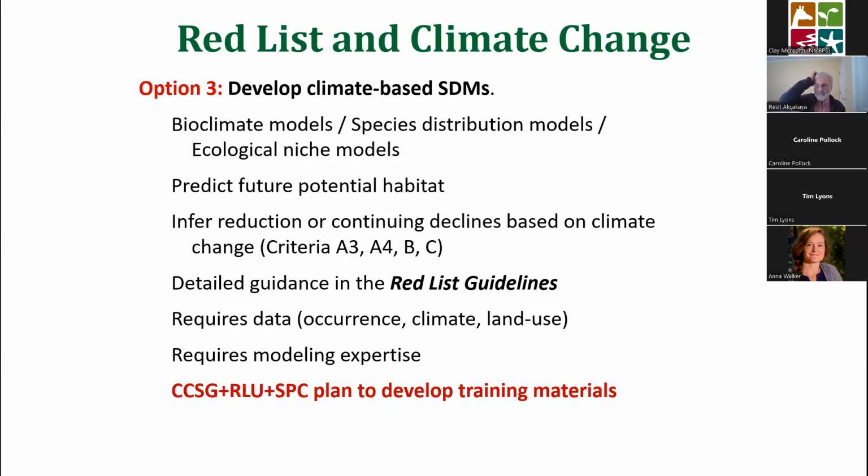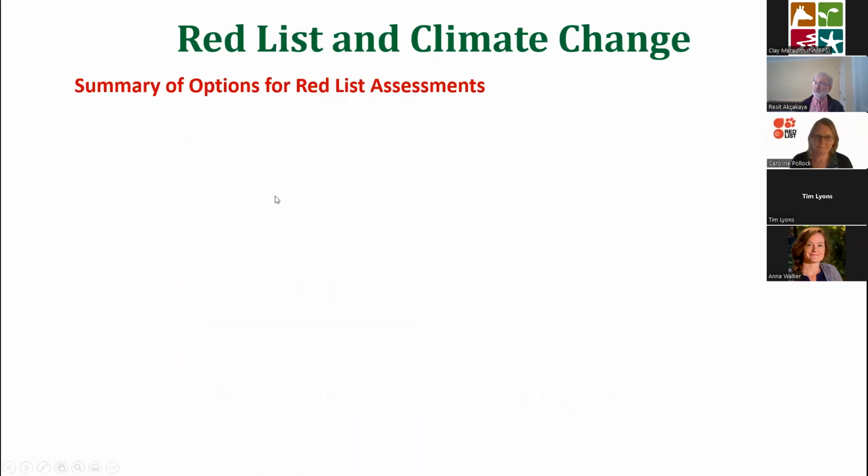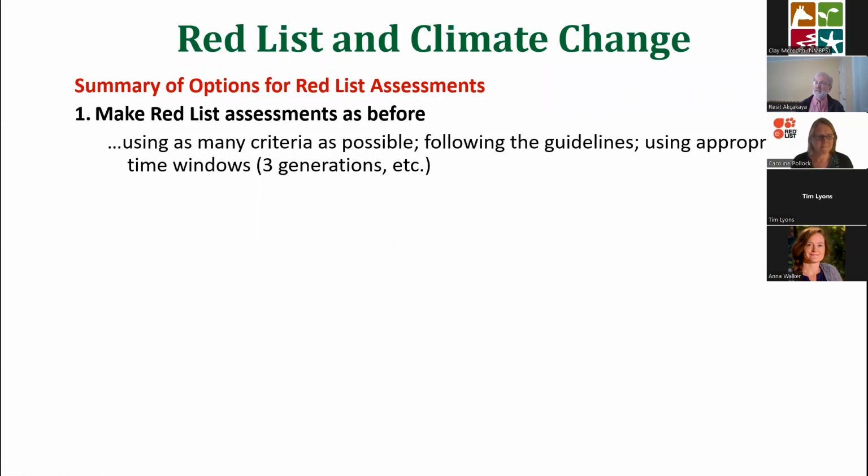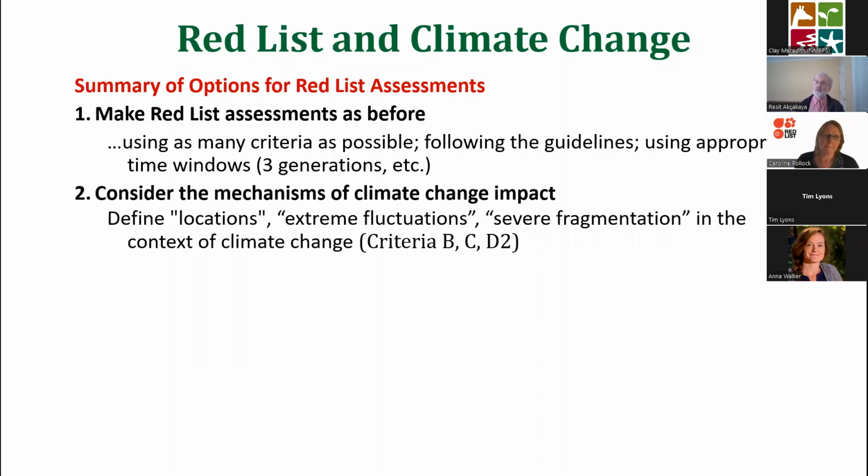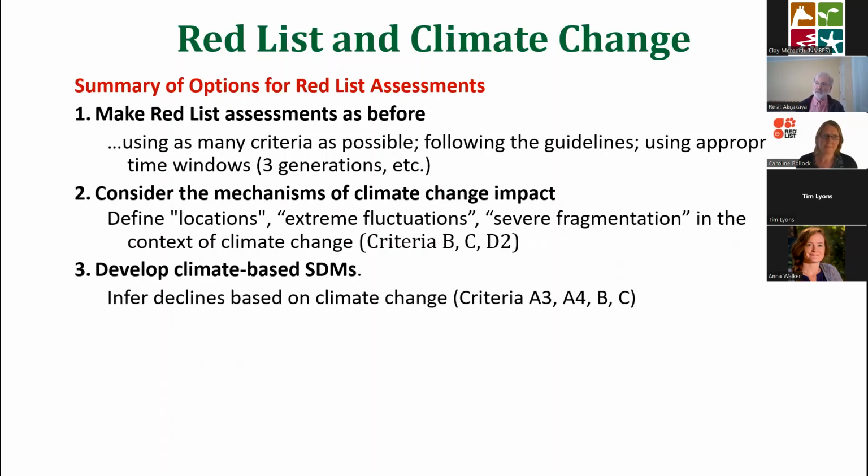So I think I'll stop here. There are other options, but they are even more complicated, so I won't go through these. But basically, you can continue doing Red List assessments as before, or consider the mechanisms of climate change as defined in the guidelines, or develop these species distribution models. So I will now stop sharing my screen.